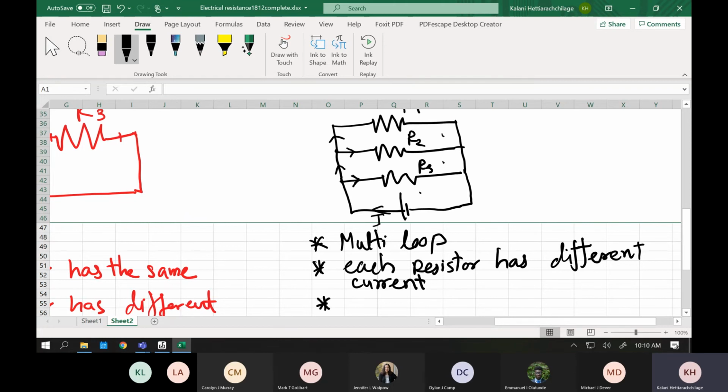But the important thing is your potential. If you apply the potential to this point and this point, that will be exactly the same as this point and this point, that will be exactly the same as this point and this point. So all the left connections you have the same potential. All the right connections you have the other potential.